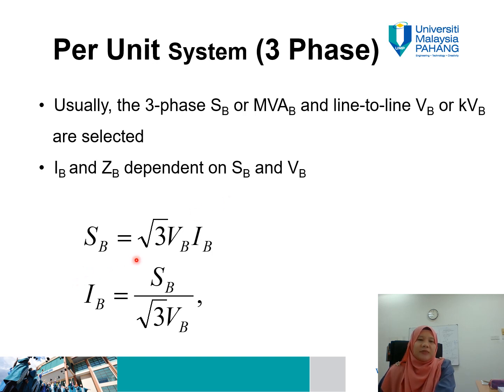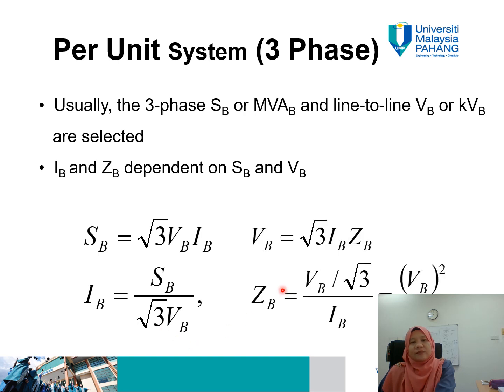So we know that the base power is equal to square root of 3 times V base times I base. So we can compute the base current, which is equal to the base power divided by square root of 3 times V base. And we also know that the base voltage is equal to square root of 3 times I base multiplied by Z base. So the base impedance is equal to V base divided by square root of 3, divided by the base current, which is also equal to the base voltage squared divided by the base power.